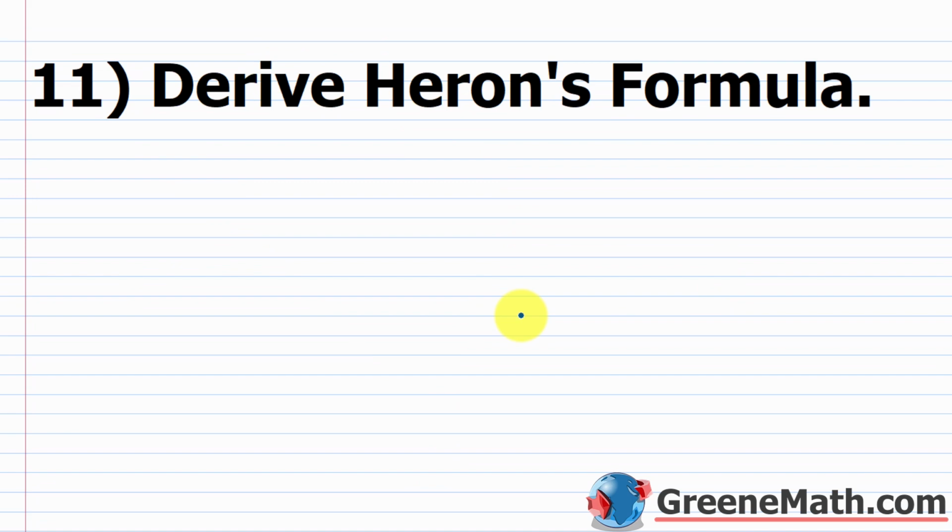All right, let's take a look at problem number 11. So here we are asked to derive Heron's formula. This is not something that I expect you to be able to do on your own. Some people would be able to get this on their own, but for most people, including myself, it's something where you need to see it either from a teacher or from a book, and then you can go through the steps and you can see where this is coming from.